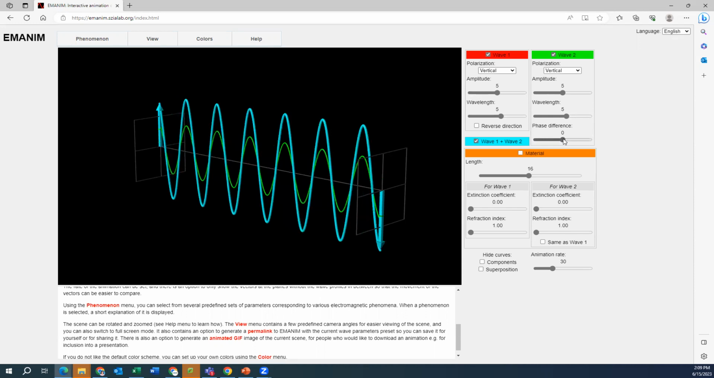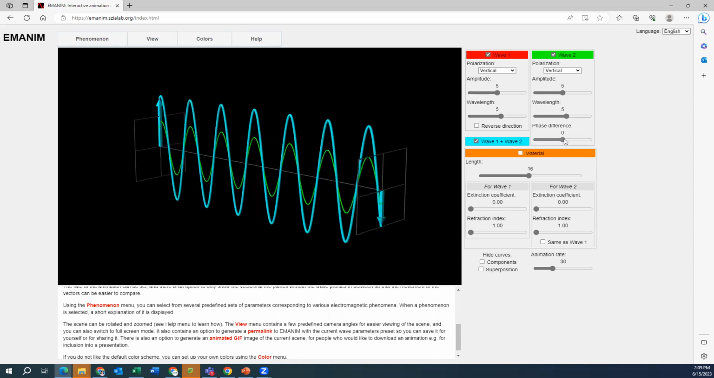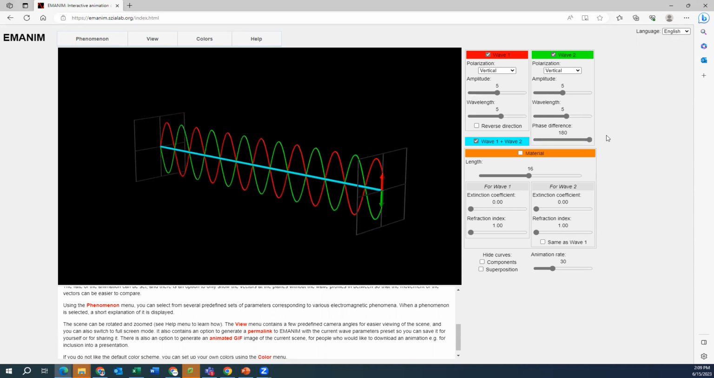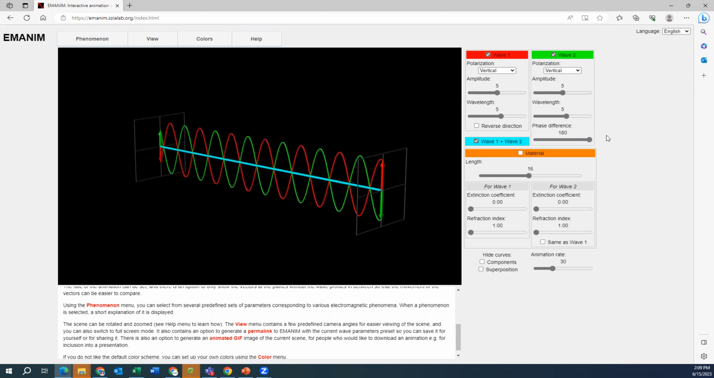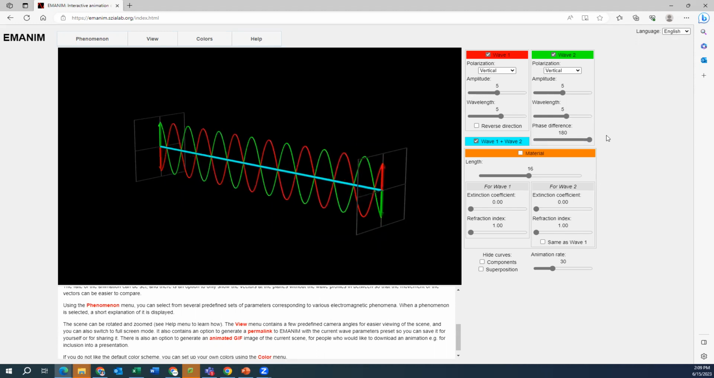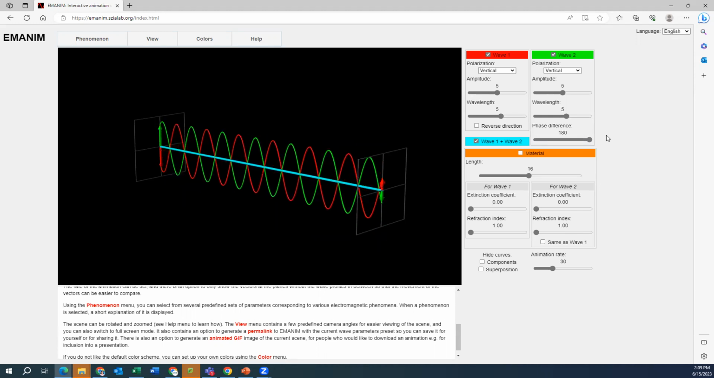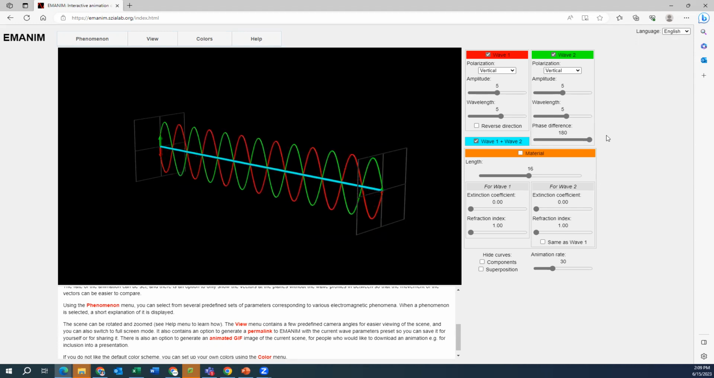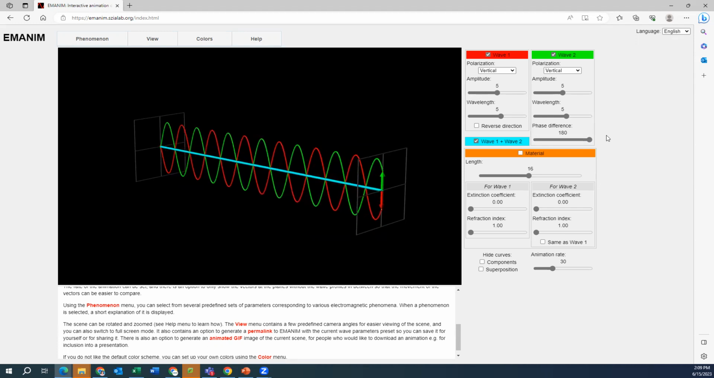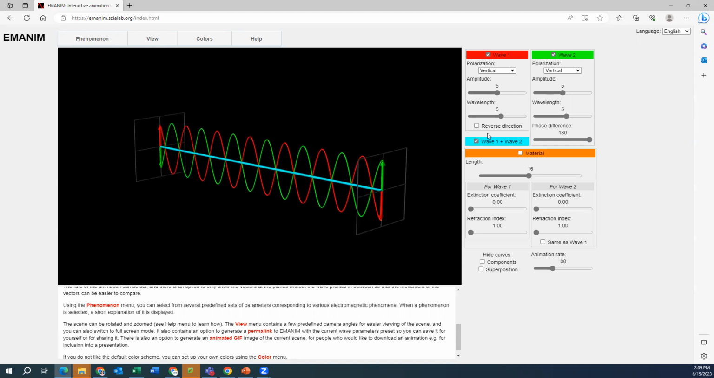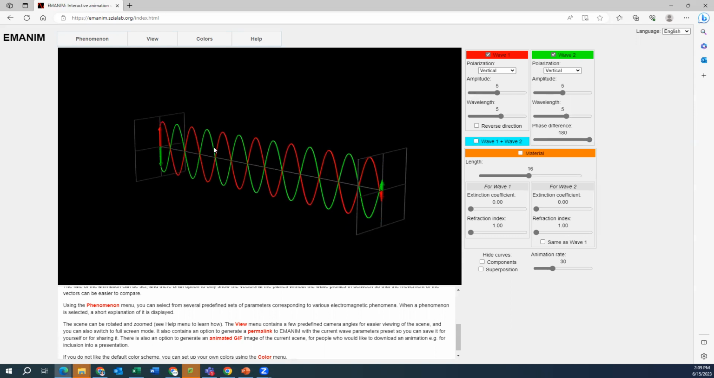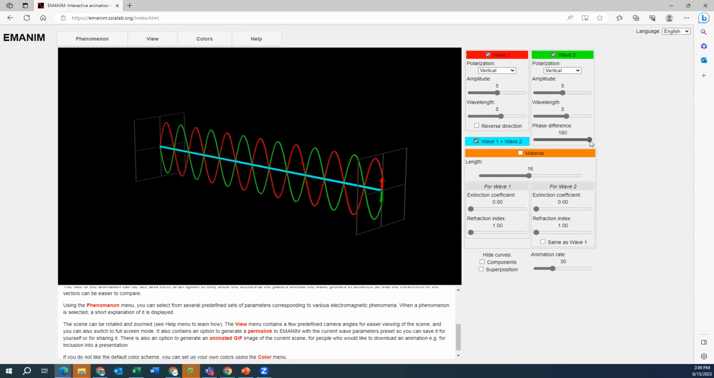Now, if I go ahead and make it out of phase, so I'm going to push this to 180 degrees. A 180 degree out of phase set of waves is actually nulling the wave. Are you able to see now? The blue line represents the total. These waves are actually nulling each other because they are exactly 180 degrees apart.